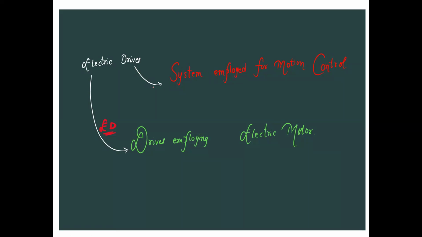Mainly, what is meant by drive is nothing but any system employed with motion control. That is, we have some rotating parts there. You already know that drive, in the sense of moving something, is called any system employed for motion control. And what is meant by electrical drive or electric drive is nothing but any drive employing an electric motor. Drives employing an electric motor may be called electrical drives. That's a simple definition.